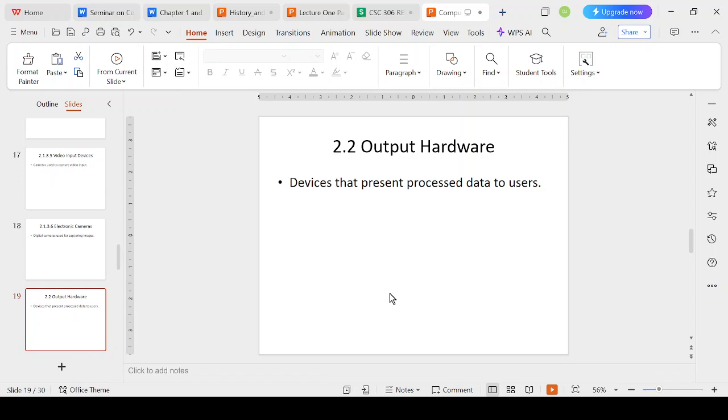These are the devices that can present your processed data to the user. In computing, we have data and information. And in computing, data is different from information. The raw data that is yet to be processed, we call it data. When the data has already been processed and worked upon by the computer system, it is called information. So output devices help us to present our processed data to the users.